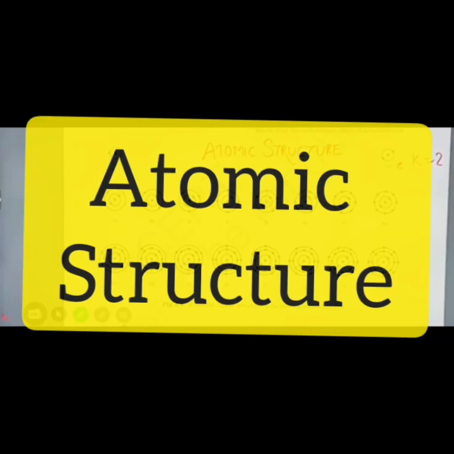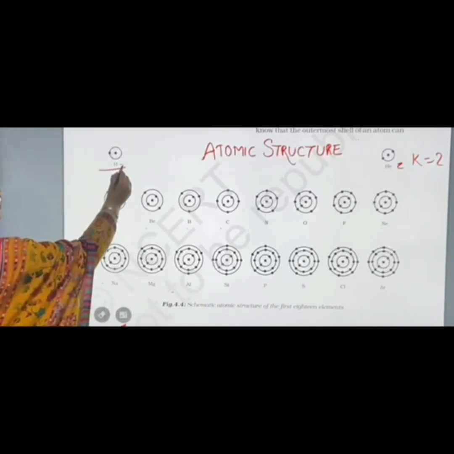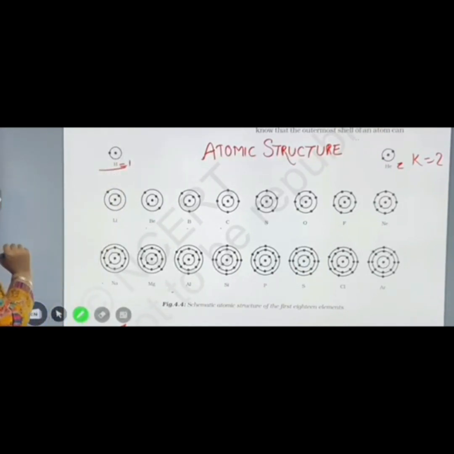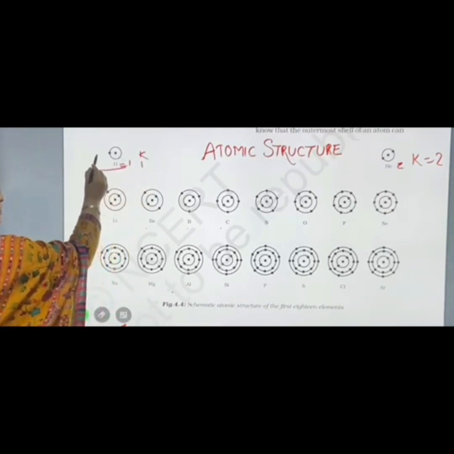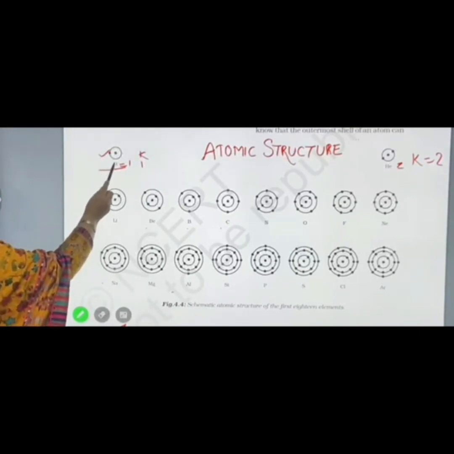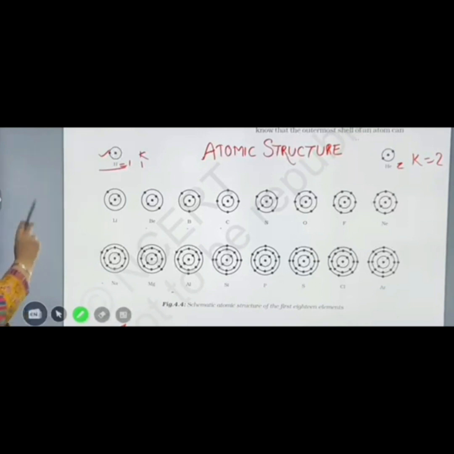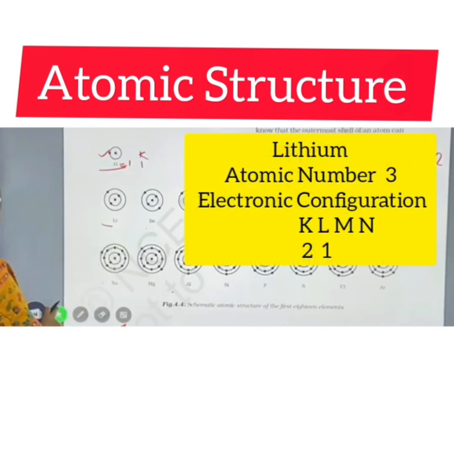Now we are going to study the atomic structure. We have taken hydrogen. The atomic number of hydrogen is 1. So the number of electrons accommodated in the K shell is 1. It is represented by this: in the center we have a nucleus, and the K shell has only 1 electron. Similarly, we have helium. In helium the atomic number is 2 and 2 electrons are accommodated in the K shell. Now, lithium has atomic number 3.